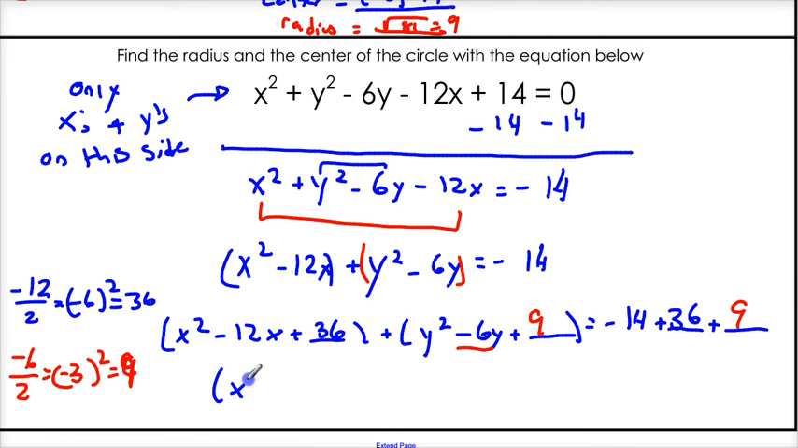So we get x minus 6, squared. Plus y, I'm going to use this number, minus 3. It's just half of the negative 6, squared. And that's equal to, when we add this all together, let's see, I can actually do the math here. Negative 14 plus 36 is 22. 22 plus 9 is 31.